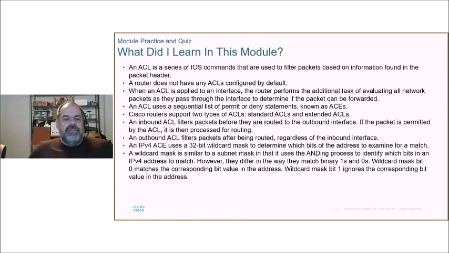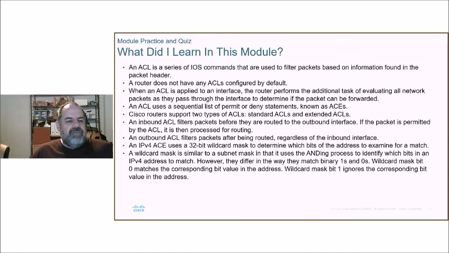An ACL uses a sequential list of permit or deny statements known as access control entries. Cisco routers support two types of ACLs, standard ACLs and extended ACLs. An inbound ACL filters packets before they are routed to the outbound interface. If the packet is permitted by the ACL, it is then processed for routing. An outbound ACL filters packets after being routed, regardless of the inbound interface.